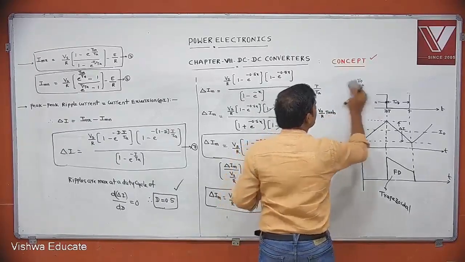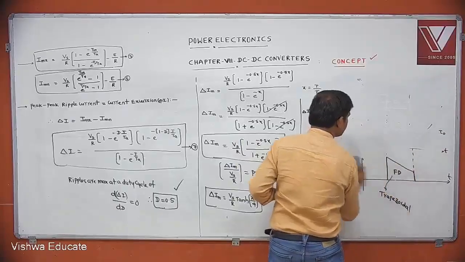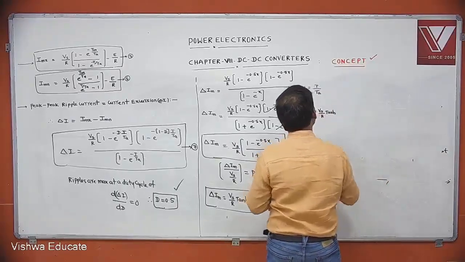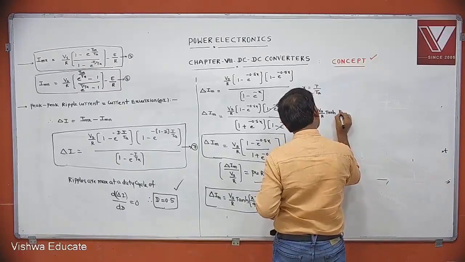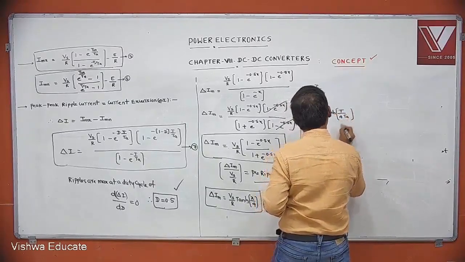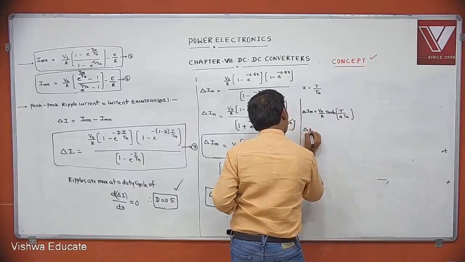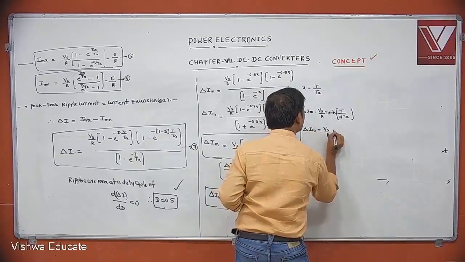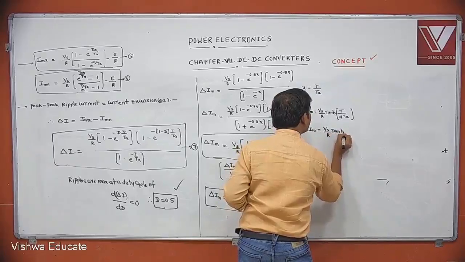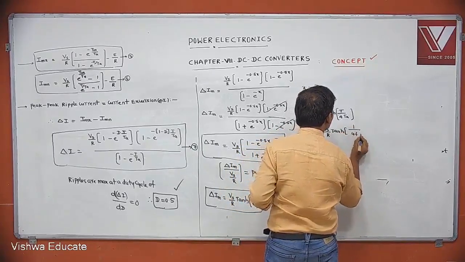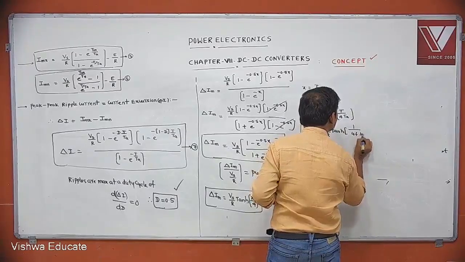X is T by Ta, so you write tanh of T by 4Ta. But what is Ta? Ta is L by R. Then the maximum value of ripple current equals Vs by R into tanh of, with T written as 1 by F, 1 by 4F into R by L.